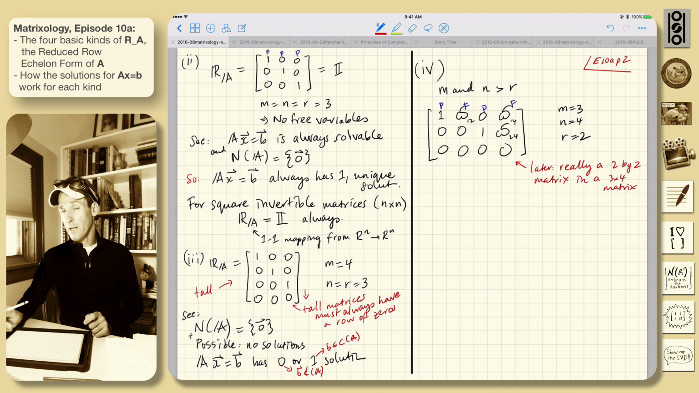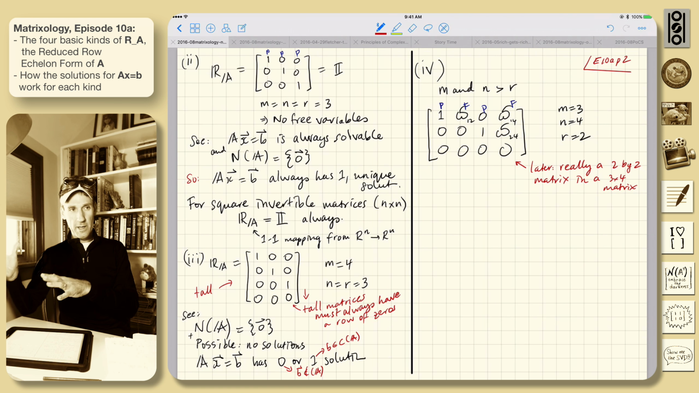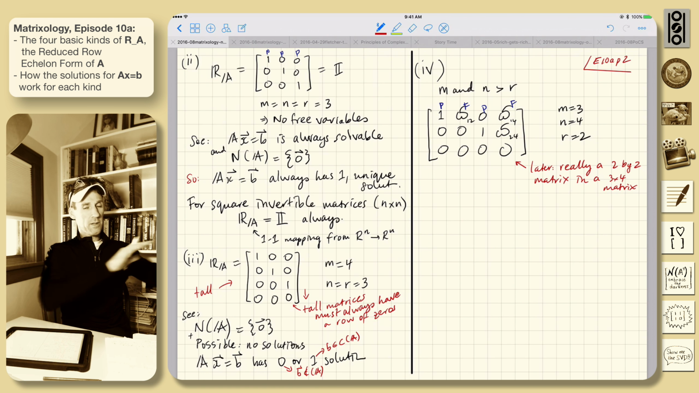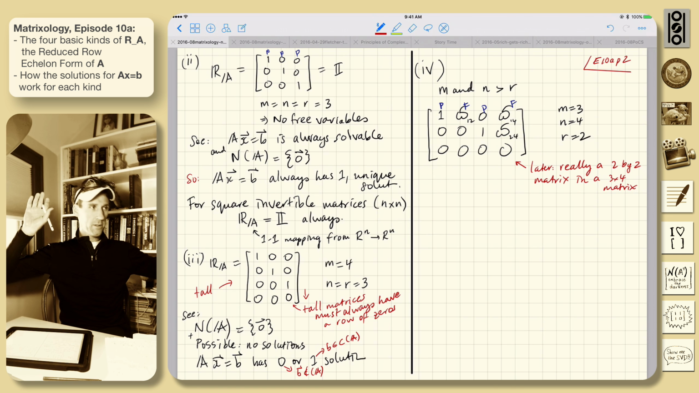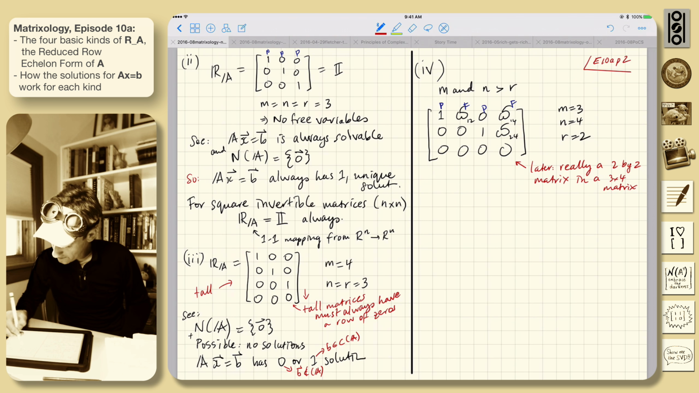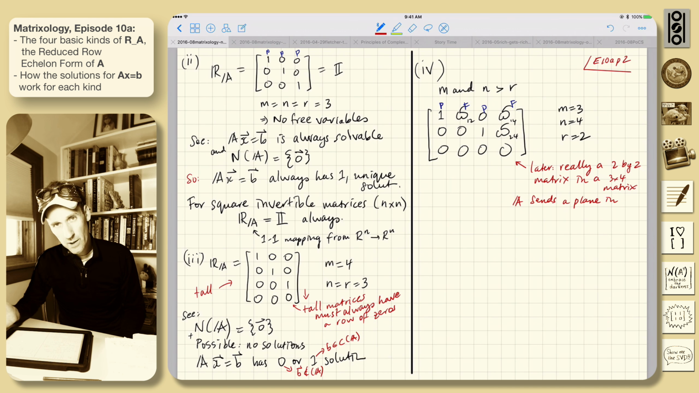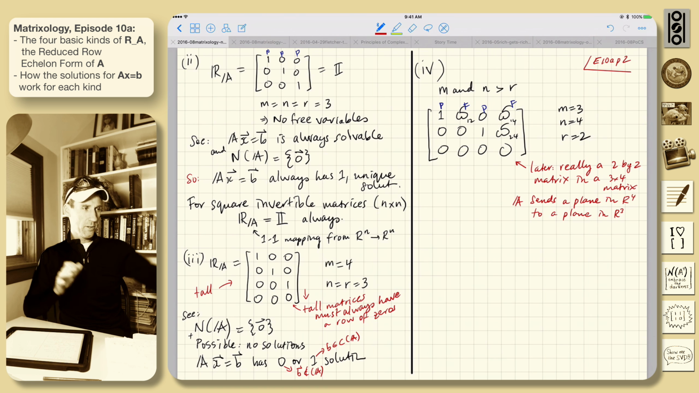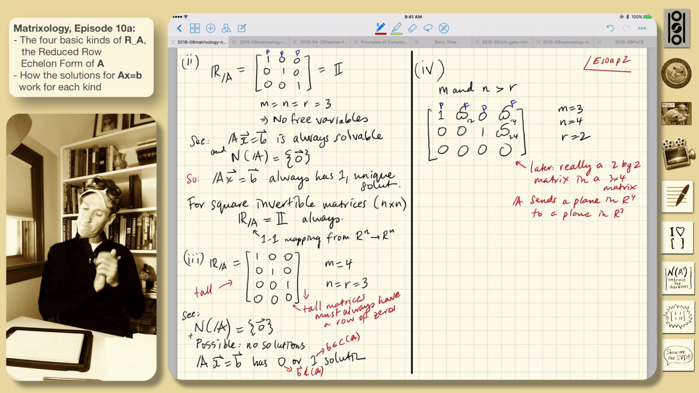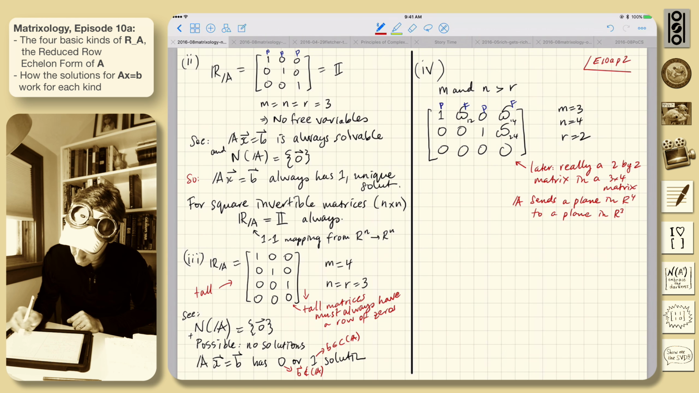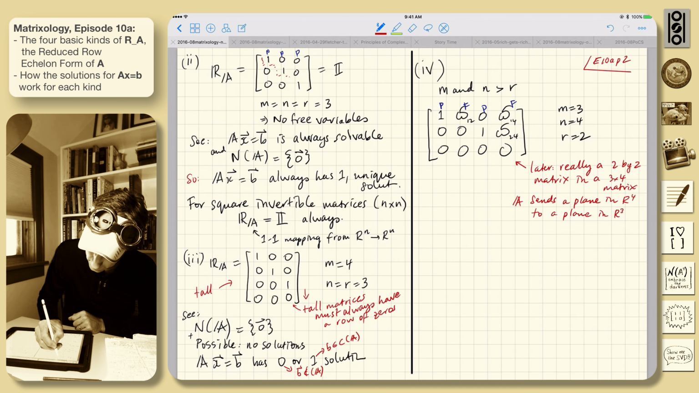So what does that mean? It means that it takes a plane in 4 dimensions and maps it to a plane in 3 dimensions. And it likes those planes, and everything else it can't handle, it sends to 0. So A sends a 2 by 2 plane in R4 to a plane in R3. And that's invertible. If they were the only things we knew about, this plane and this plane, matrix A does that. That's a big deal.